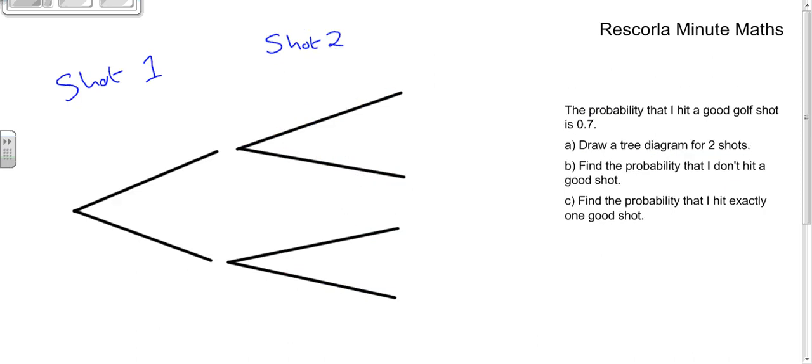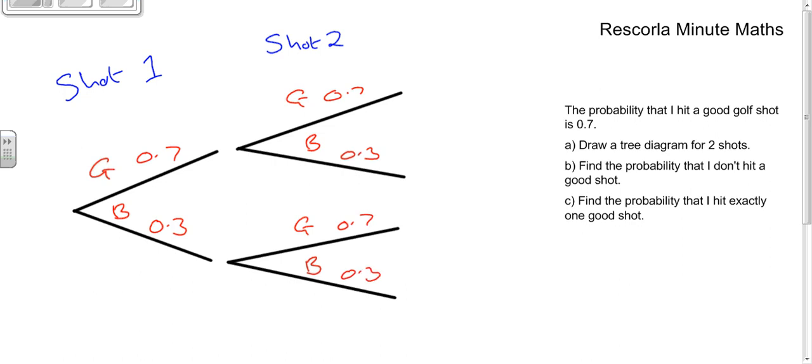Now, your turn. I'm going to give you a second just to pause the video, and let's go through it. So the probability that I hit a good golf shot is 0.7. So draw a tree diagram for the 2 shots. So I can either hit a good shot or a bad shot. In shot 2, I can either hit a good shot or a bad shot. So the probability that I hit a good golf shot, which isn't accurate for me, is 0.7. Probability that I hit a bad golf shot is 0.3. So good golf shot is 0.7, bad is 0.3, 0.7, 0.3.